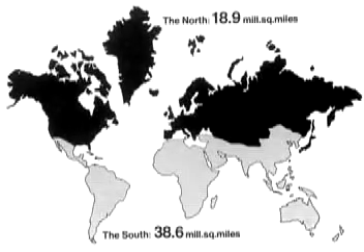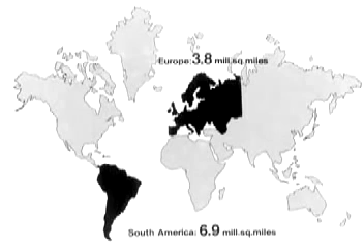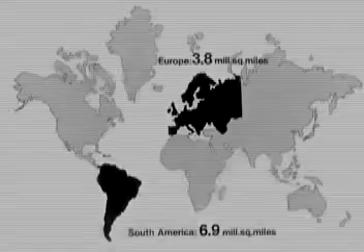The 18.9 million square miles inhabited by Mercator's northern hemisphere compatriots are shown on his map as much larger than the 38.6 million square miles south of the equator, which are primarily inhabited by black and brown populations. Europe's 3.8 million square miles are shown as larger than South America's 6.9 million square miles.